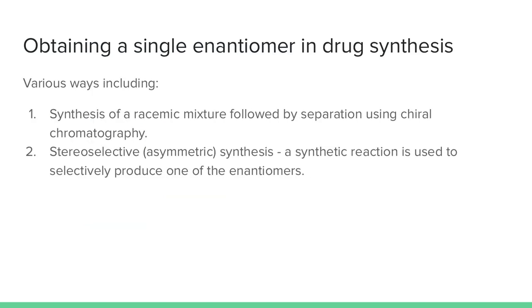Now, making just a single enantiomer in drug synthesis can be tricky, but it can be done in a couple of different ways. The first is to synthesize a racemic mixture and then follow that by a separation technique called chiral chromatography. The second would be using something called a stereoselective, or asymmetric synthesis, pathway. Stereo means specific stereoisomer selective. This would be a synthetic reaction that's used to selectively produce just one of the enantiomers.